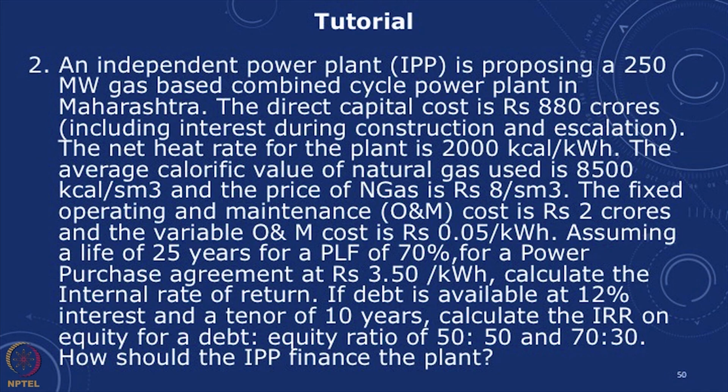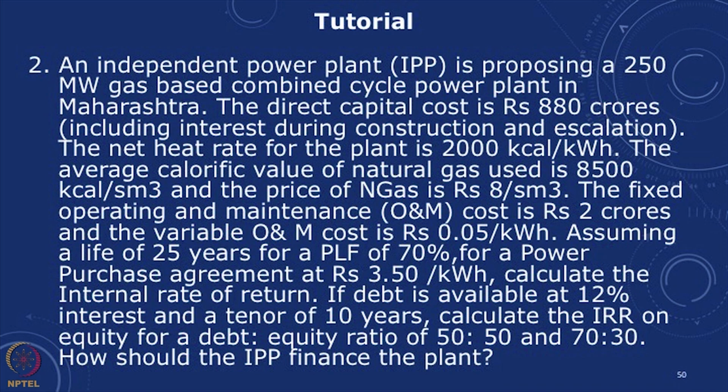The heat rate should be 2000 kilocalories per kilowatt hour, and using that we should be able to calculate the calorific value of the natural gas. The calorific value is given and the price is given, so we can know how much natural gas is used for generation. The costs are shown as a fixed operation and maintenance cost and a variable operation and maintenance cost.